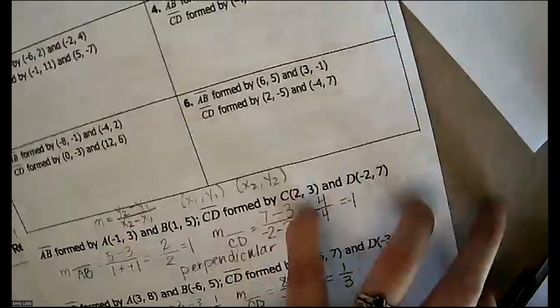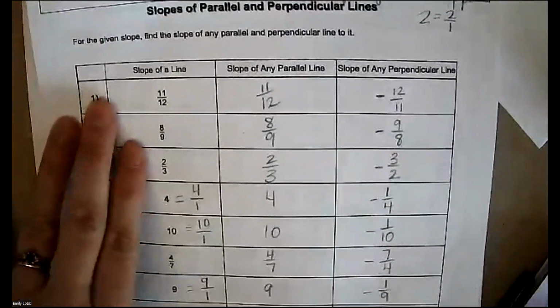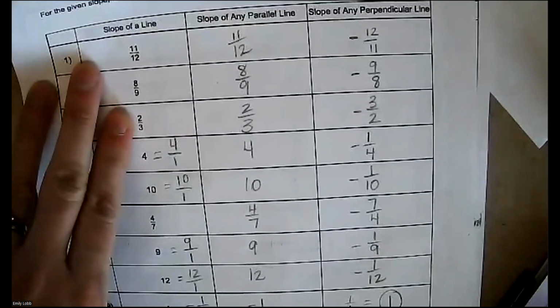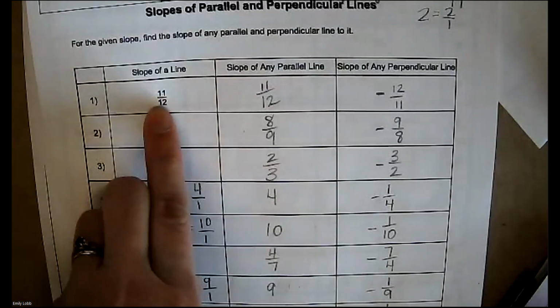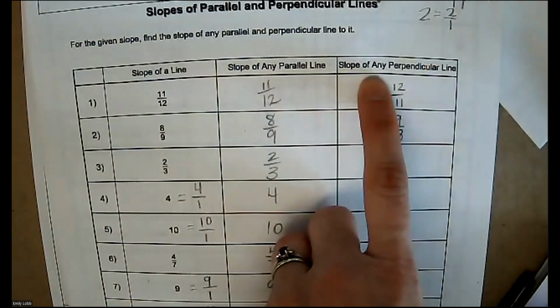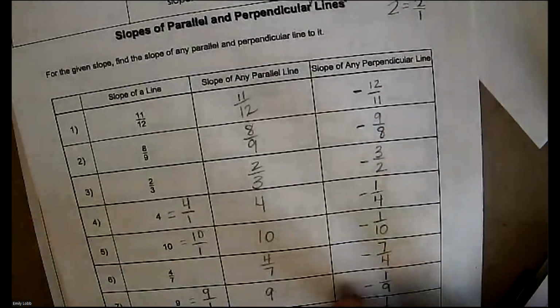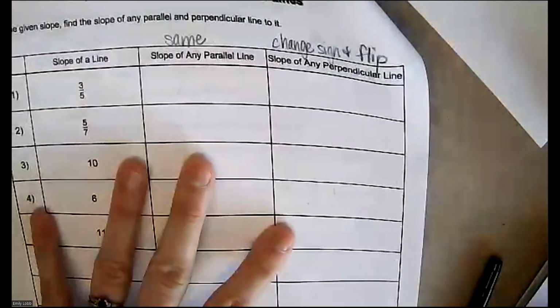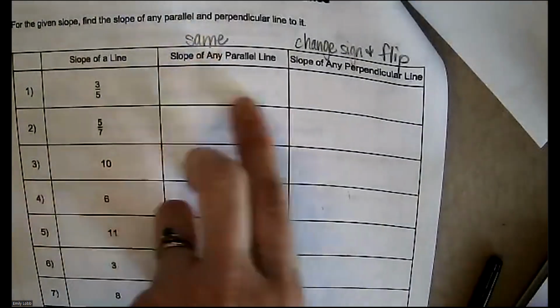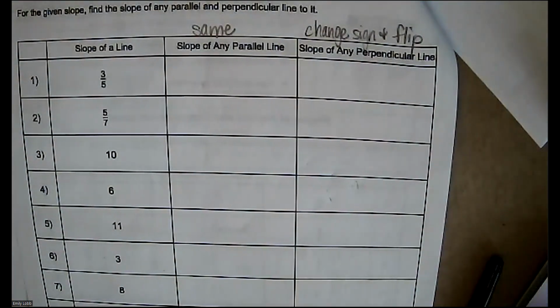The next section on your quiz is like page 11, where you are given the slope of a line, and you need to tell how it would be parallel. So you're repeating the same slope and what the slope of a perpendicular line would be. Okay, so that next section is just like page 11 and page 12. So again, you're given the slope. This is the same. Here you have to change the sign and flip it. That's page 12 in your packet, and that's the second section.